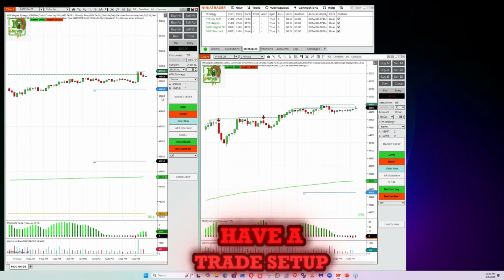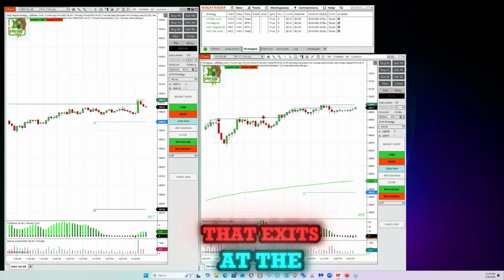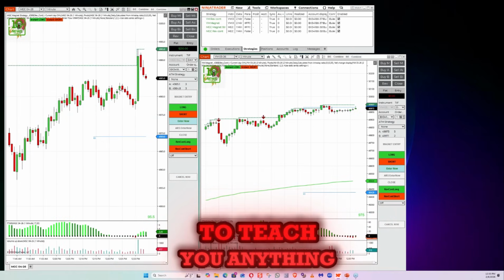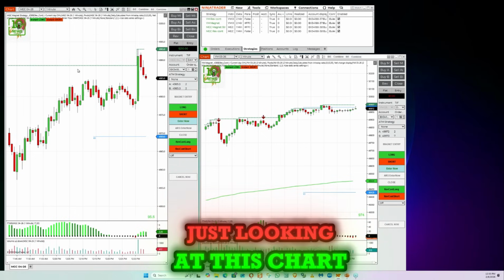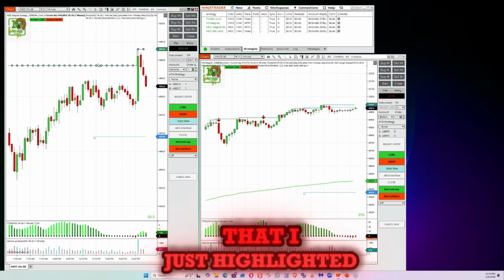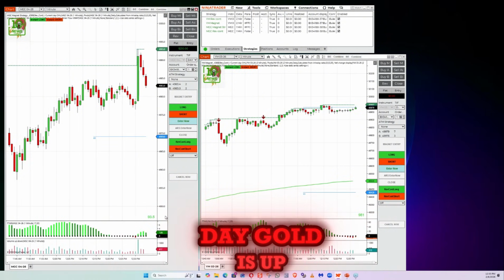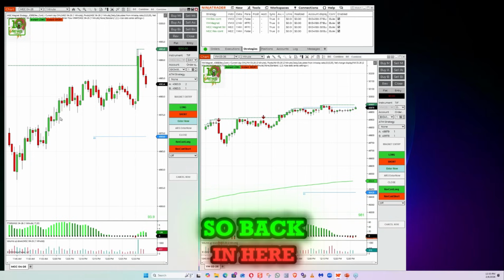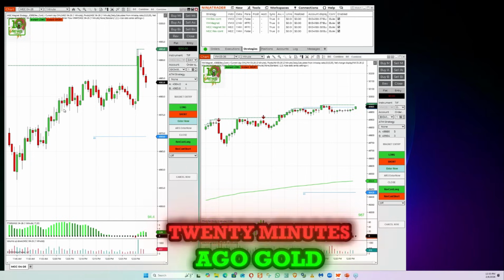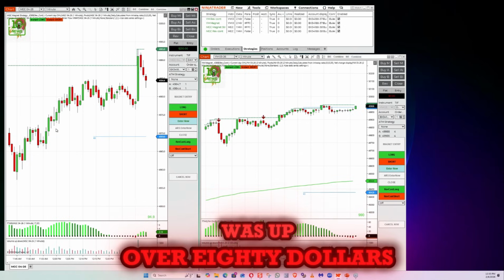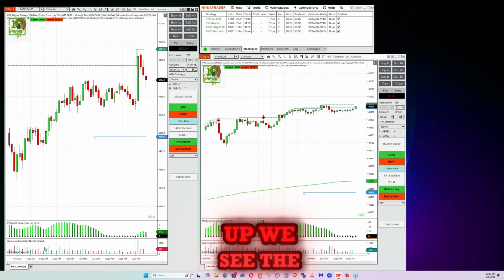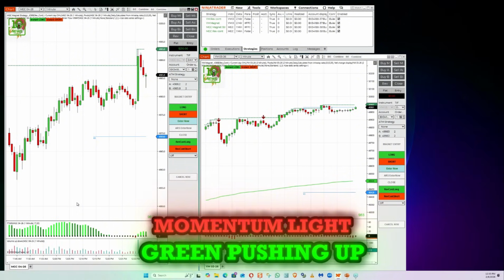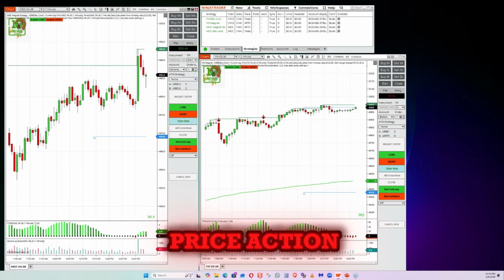And then if you have a trade setup that exits at the high of the day, think about what just happened here. And I didn't even have to teach you anything. Just looking at this chart, this green line that I just highlighted, that's the high of day. Gold is up. Right now, it's up over $90. So back in here, 20 minutes ago, gold was up over $80 and it was pushing up. We see the squeeze up momentum, light green pushing up, pushing up. We see price action pushing up.